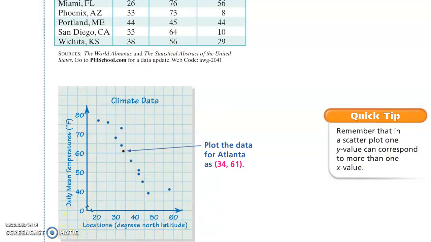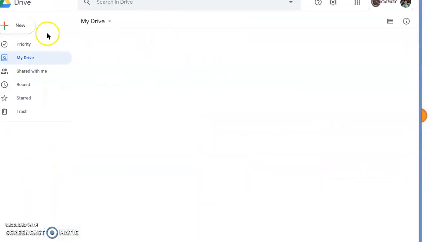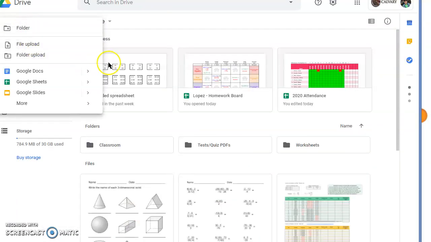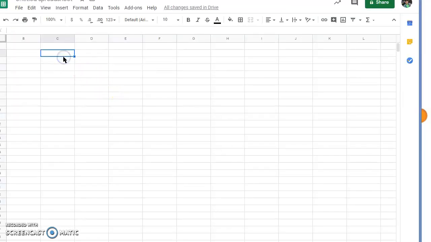Now, if you wanted to, you guys can use Microsoft Excel, or if you go to Google Drive, you make a new Google Sheet. So we can go ahead and use Google Sheets, and we can actually make the same thing. Instead of having to graph this by hand, I'm going to show this to you guys. I'm just going to type in latitude and then temperature. All right, then I can input the data from the table.